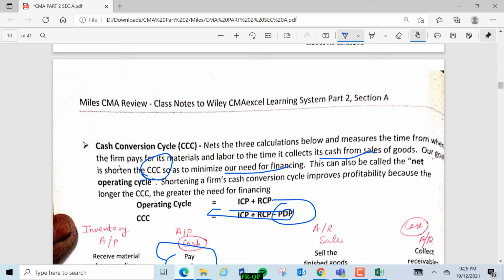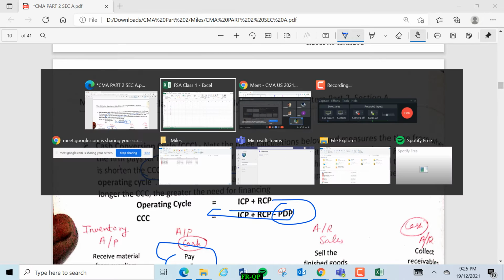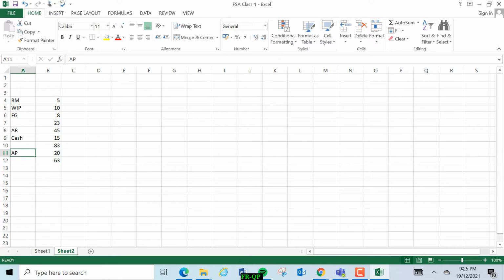So if you want to minimize it in this scenario, what should be the ideal way? You can ask your AP to increase your credit term. Like here the AP is giving you just 20 days credit term. If you are good in negotiation, you can ask them, okay, give me 40 days. So in that case you can reduce your operating cycle or cash conversion cycle by 20 more days.